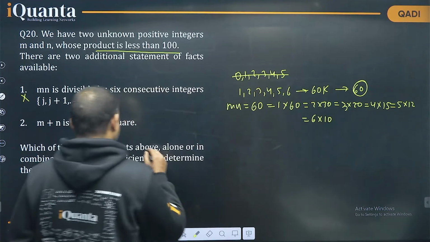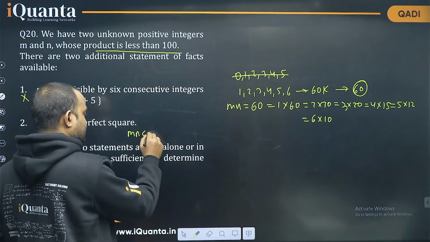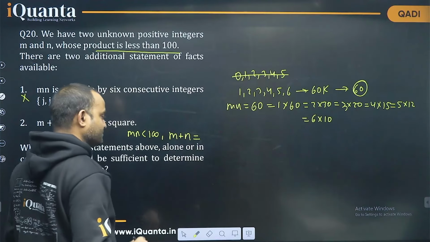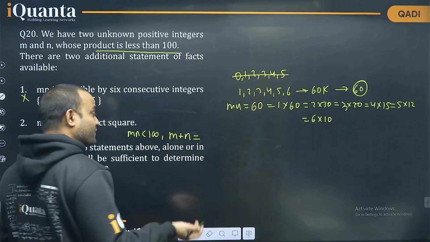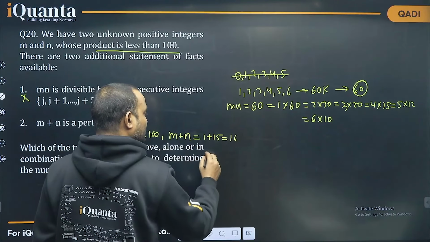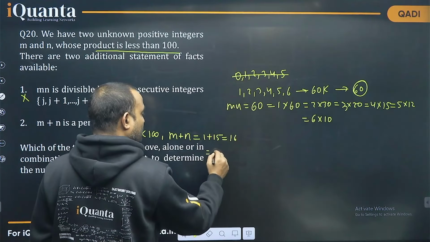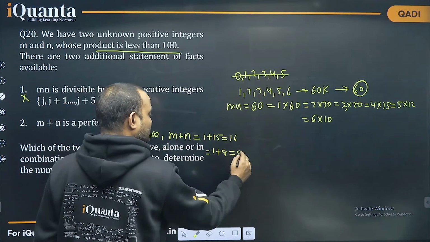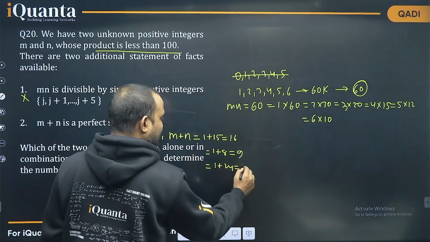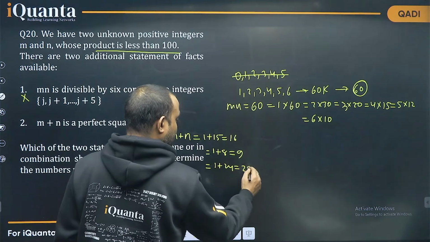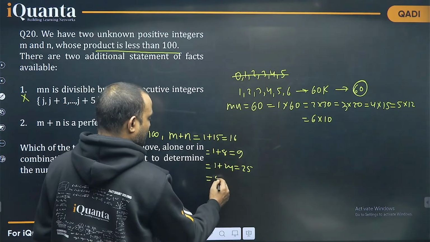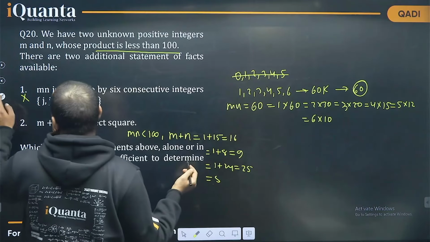We have one piece of information: m times n is less than 100 and m plus n is a perfect square. So we can take 1 into 15, 1 plus 15 is equal to 16. We can also take 1 plus 8, which is equal to 9, a perfect square. 1 plus 24 is a perfect square, which is 25. We can also take 5, or maybe 6, not 6.